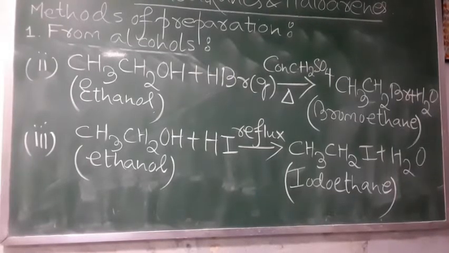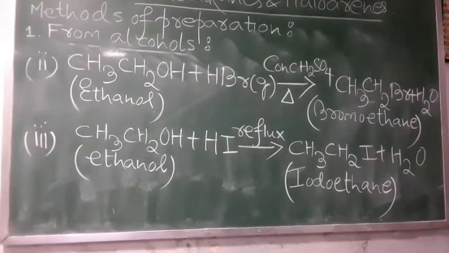Now children, you will see that ethanol reacts with hydrogen iodide. I have written reflux over here. So what is reflux? Refluxing is a process of heating a liquid in a flask provided with a condenser. The vapors of the liquid which rise up get condensed back into the flask.